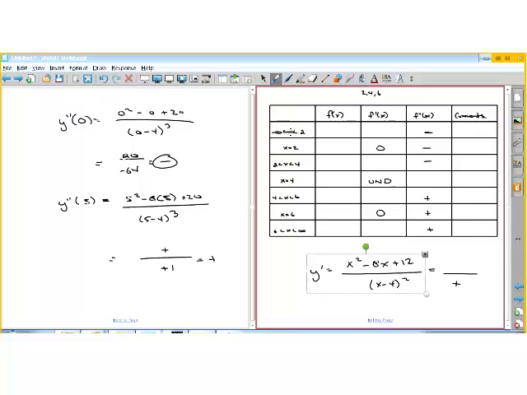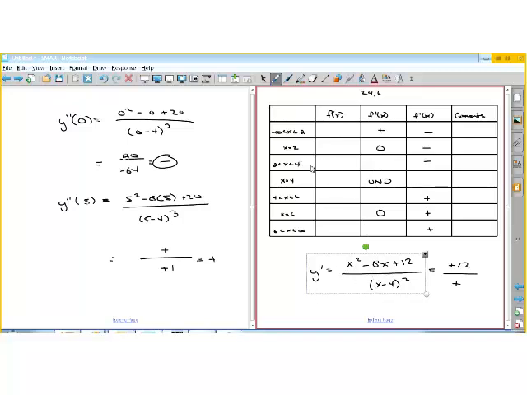Now, we look at, well, here we could put in 0. So for this first interval, we could put in 0. And if we put in 0, you get 0 minus 0 plus 12. So you get plus 12, which is positive. So this is going to be positive, which means it's increasing.